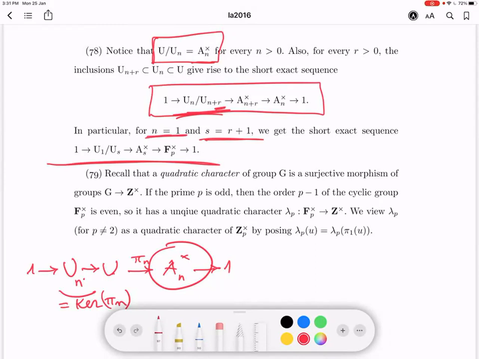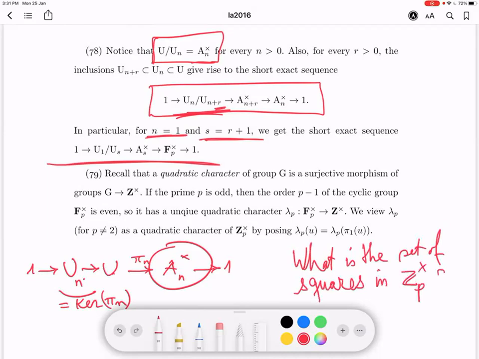So one of the things that we would like to determine is the set of squares in Z_p star. That's a commutative group, and you can multiply two elements. An element multiplied by itself is called a square, right? And you want to determine the set of all squares in this group.